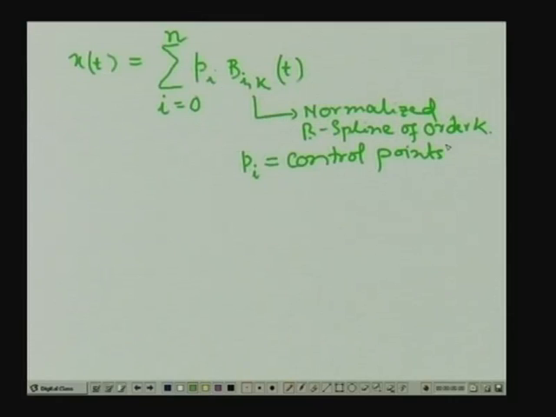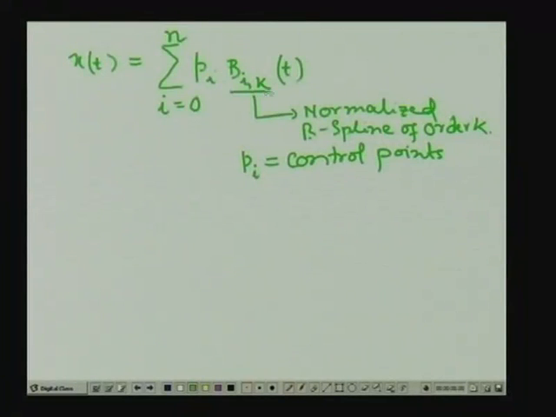So, these control points actually decide how the B-spline functions should be guided to give you a smooth curve. Now, this normalized B-spline, that is b I k, can be recursively defined as b I 1 is equal to 1 whenever t I is less than or equal to t less than 1.